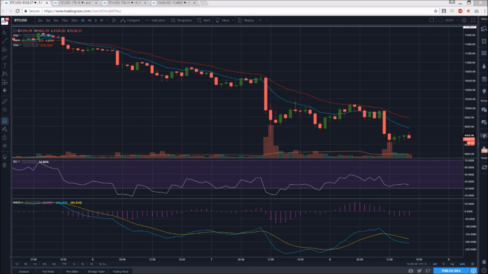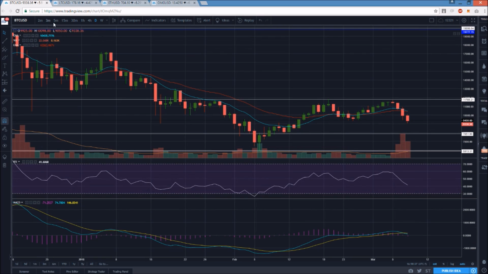Hey everyone, checking in on the big three, and we'll also look at OMG here on the daily timeframes, and then we'll zoom in, and actually we're going to start with the shorter term timeframes and take it from there.